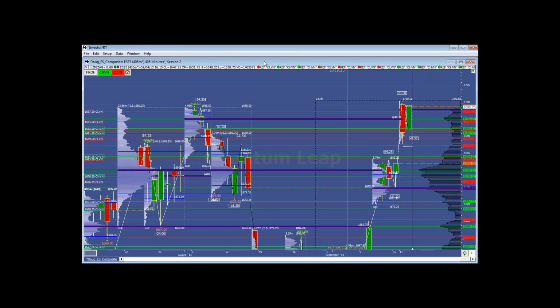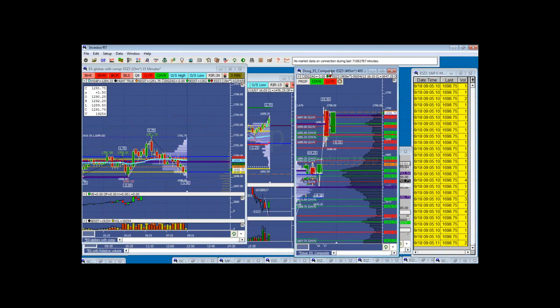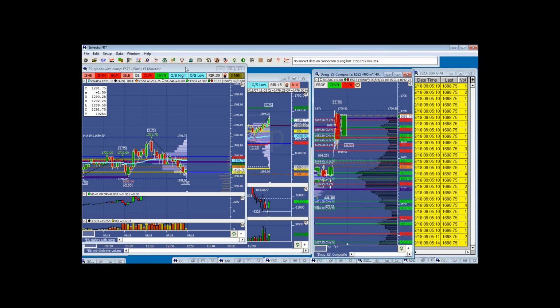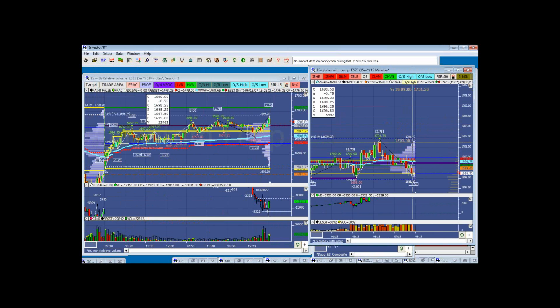Let's take a look at the overnight. We have an overnight high of 1701.75. We have an overnight low of 1698, which is right on our naked VPOC from yesterday. And the current microcomposite, which isn't going to change, is 1699.50, very balanced, which is basically one tick above our prior day high.